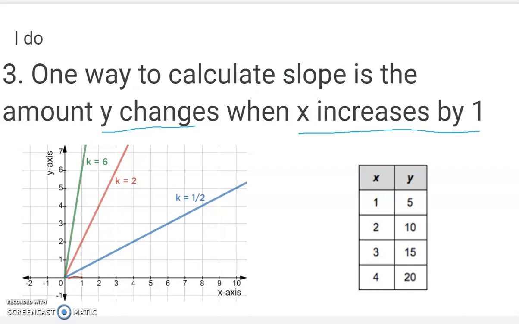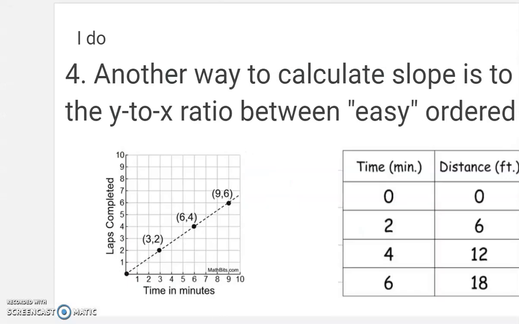Blue line, when x increases by 1, y only increases by 1/2. That's why that line has a slope of 1/2. We can do that on tables too. When x increases by 1, y increases by 5. So that would have a slope of 5 as well. First strategy: the amount y changes when x increases by 1.